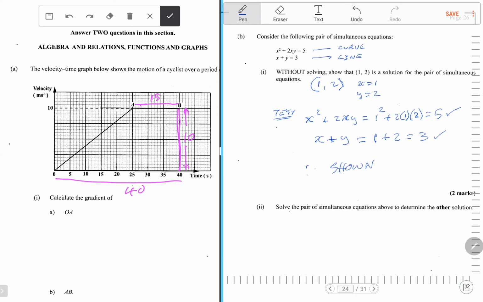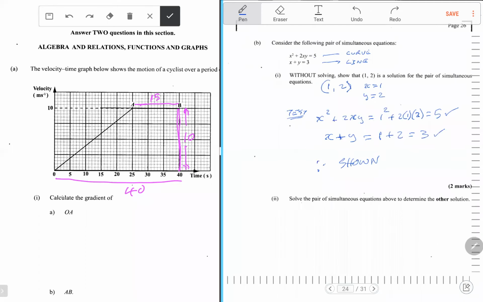Without solving the equations, show that they satisfy the pair of equations. Yes, because the values work in the two equations. They satisfy the two equations. When you put the x and y values in the equations, they work out to be the values that they tell you it's supposed to work out to in both cases, and so that is true.